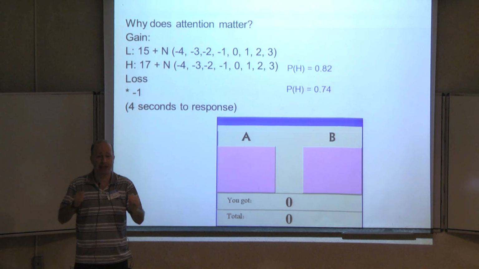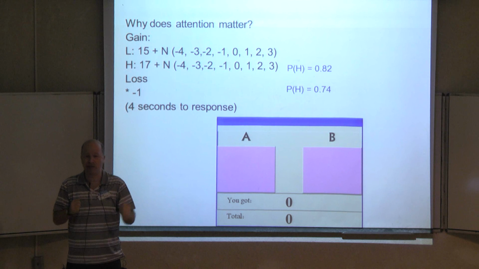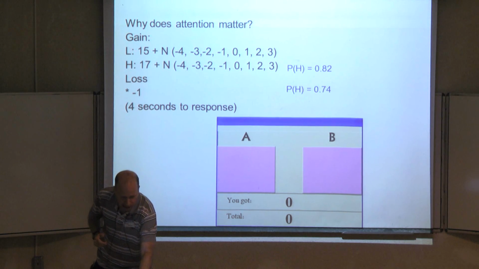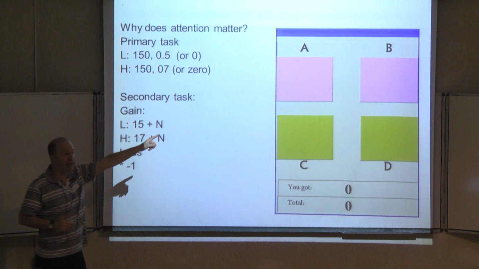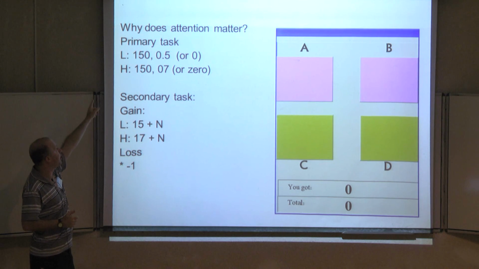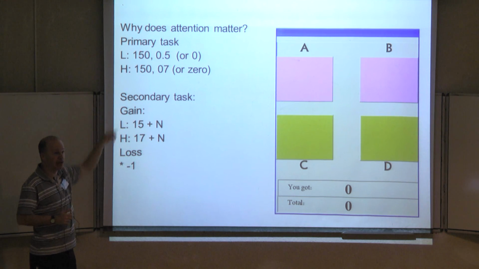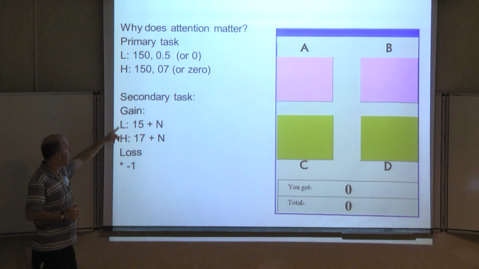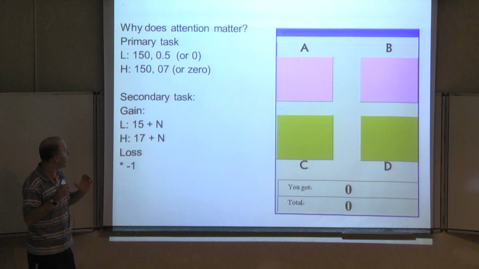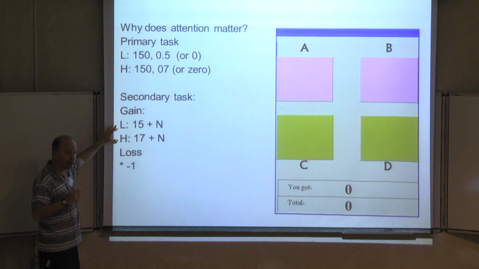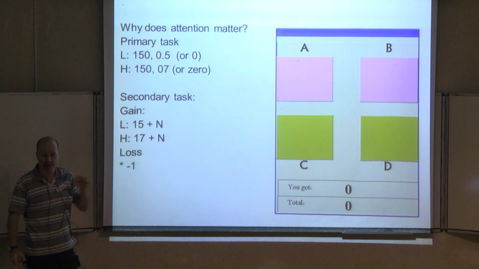But what happens when the task is more resource demanding? Now we put the same task as a secondary task in a paradigm. So you have a primary task, which was a bit like the first. You have one alternative producing 150 or 0, and another producing 150 7% of the time or 0, so H is better. And your secondary task is exactly what I showed you in the previous slide. And again, we have two conditions here: one when the secondary task is positive, and one when the secondary task is negative.